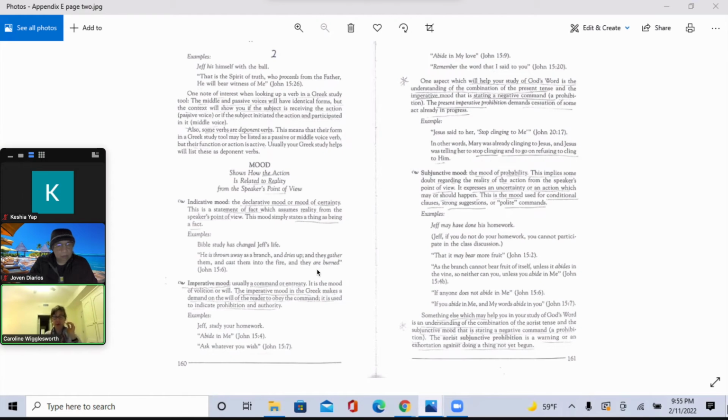Then we have the imperative mood, which is a particularly important mood actually in the Bible. I get the impression from this here. It's usually a command or entreaty. It is the mood of volition or will. The imperative mood in the Greek makes a demand on the will of the reader to obey the command. It is used to indicate prohibition and authority.